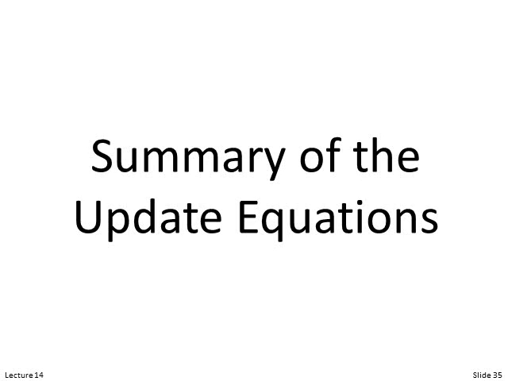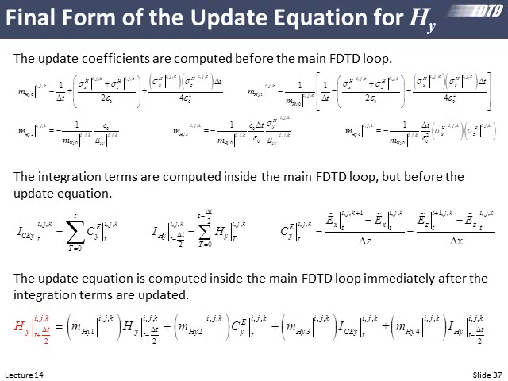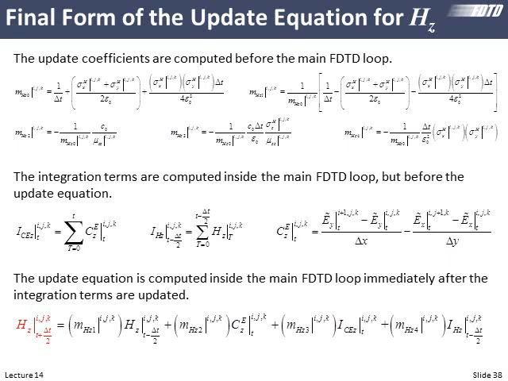So in this last section, there's really nothing to discuss. It's just a summary of the update equations for all 9 of our equations. This is the first one, the final form of the update equation for h of x. This is the one that we derived in detail. And we write all the other ones really following the exact same procedure. So we have an update equation for hy here. Another update equation for hz.